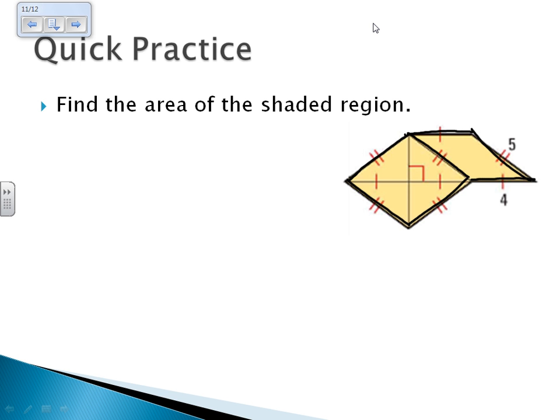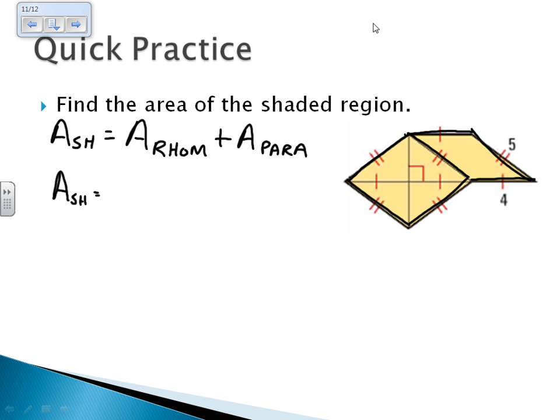Find the area of the shaded region. So we need to do both parts. So the area of the shaded region is equal to the area of the whole shape. The area of the rhombus plus the area of the parallelogram. Right? So the area of the shaded region is the area of the rhombus. What's the formula for the rhombus? Half D1 times D2. Plus, what's the area for the parallelogram? Half the base times the height.